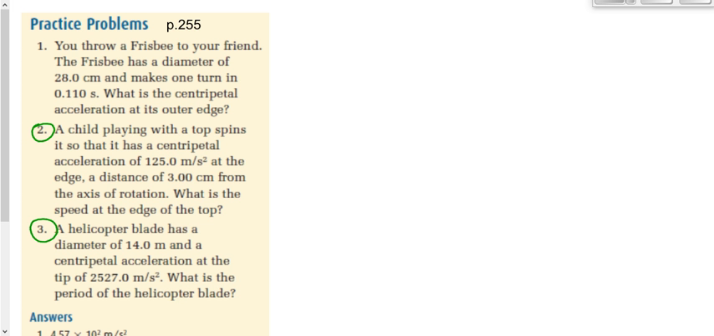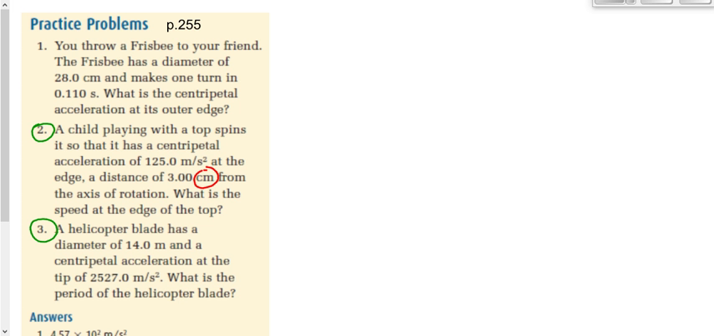Okay, 2 and 3 it is. Number 2 says a child playing with a top spins it so that the centripetal acceleration is 125, which is about 12 Gs, right? 12, 13 Gs. At the edge, a distance of 3 centimeters from the axis of rotation. In other words, that's going to be the radius. What's the speed at the edge of the top here?